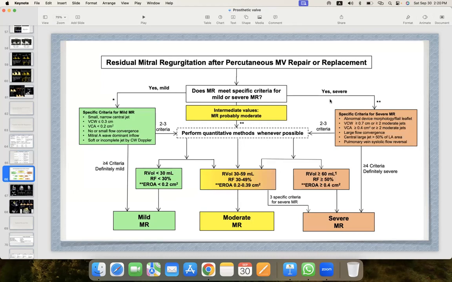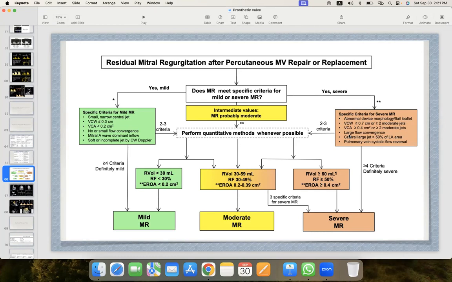You can use the same approach for the patient post surgery. If the vena contracta is 0.7 or more, vena contracta area is 0.4 or more, and there is a large PISA, or if the patient has a jet of more than 50% of the LA, or they have a flow reversal, these are the criteria for severe mitral regurgitation. So if they have four criteria or more, you will say that this patient has a severe MR. And if they have the criteria for mild, you can say this patient has mild. If it's in between, you can use the quantitative method.